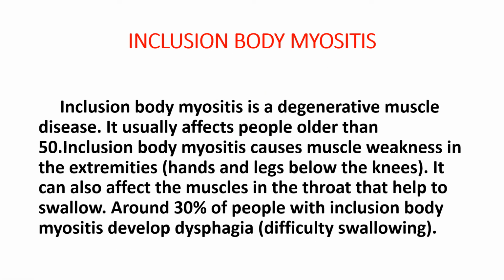The next one is inclusion body myositis. It's a degenerative muscle disease, and mainly affects people above 50 years of age. The main symptom we can assess in a patient with inclusion body myositis is muscle weakness in the extremities, mainly in the hands and legs below the knees, and people may also have difficulty in swallowing, as it affects the throat. About 30% of people with inclusion body myositis feel difficulty in swallowing at this stage.